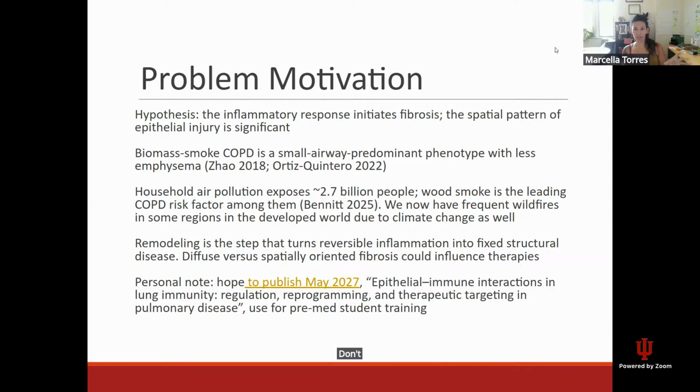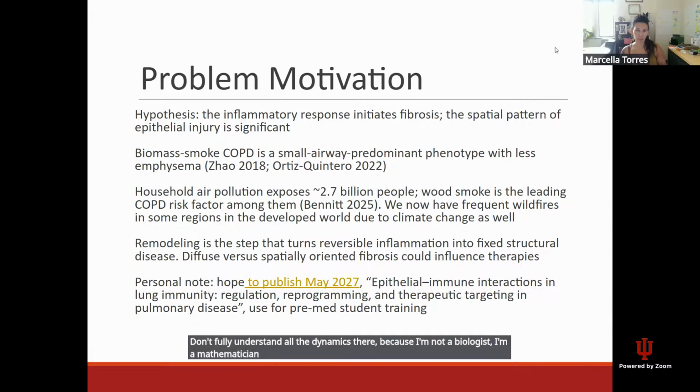I don't fully understand all the dynamics there because I'm not a biologist, I'm a mathematician. And my collaborator really looks at in vitro studies, not in vivo. So I'm really looking for more expertise there.